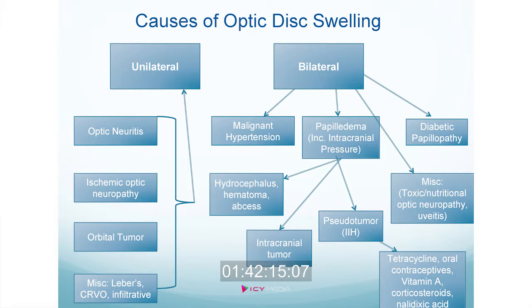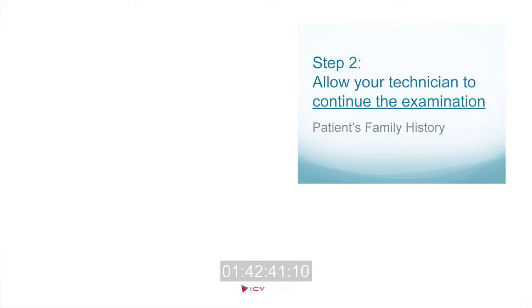And pseudotumor in itself has its own risk factors like medications: tetracycline, oral contraceptives, nalidixic acid. So depending on what we're suspecting, we want to get those questions answered. Okay, and then again, we talked about the miscellaneous items, toxic amblyopias and things. So this is essentially the flow sheet that we want to refer back to, to try to make it easier for us when we're working through the diagnosis.